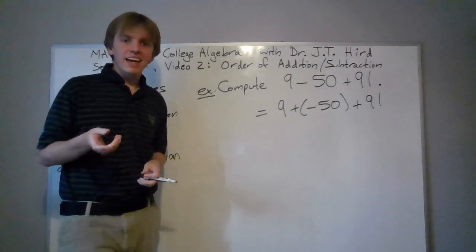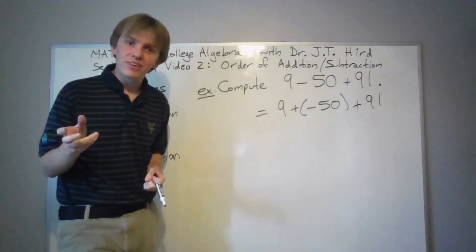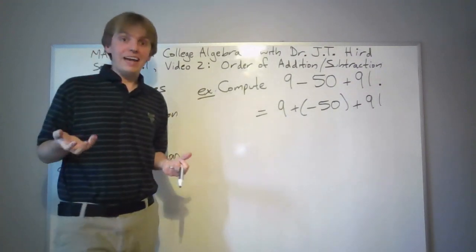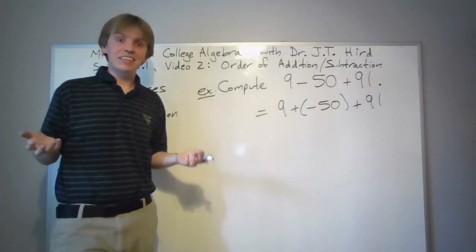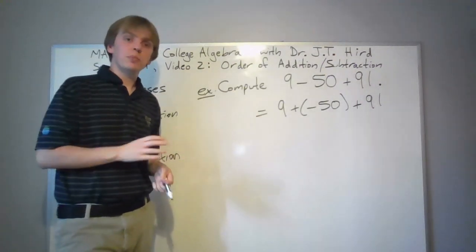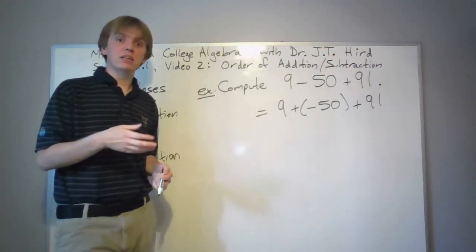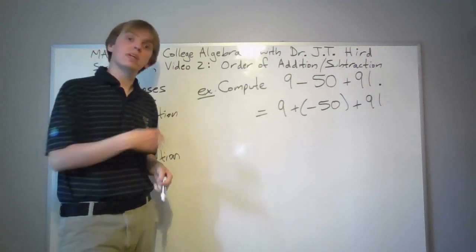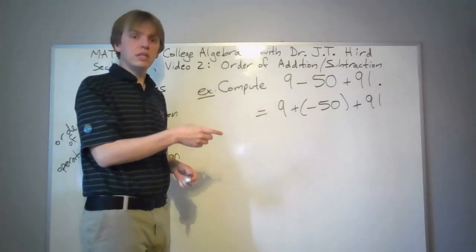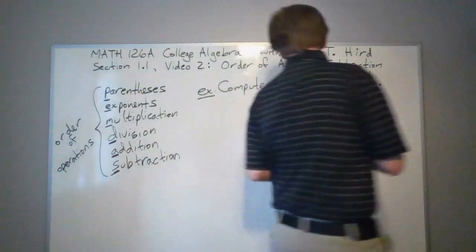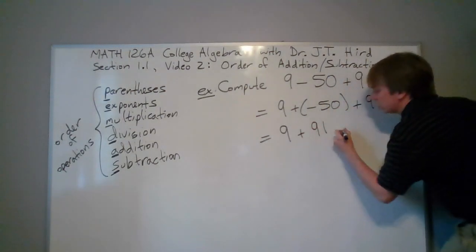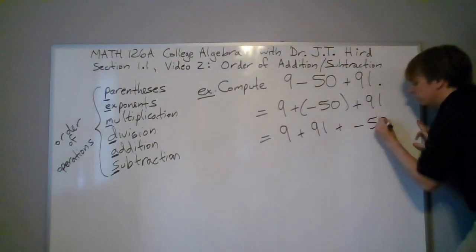We just got done saying if we add a bunch of numbers, we can shuffle the order however we want. So why don't we shuffle the order? In particular, I like adding positive numbers to each other. I don't like doing add and subtract, add and subtract. So what I should probably do is shuffle the order, put the two positives together, and then worry about the negative later, or put the negative at the end. So I'm going to shuffle the order and do my 9 plus 91, and then worry about the 50. Okay, so shuffling the order, 9 plus 91 plus negative 50.